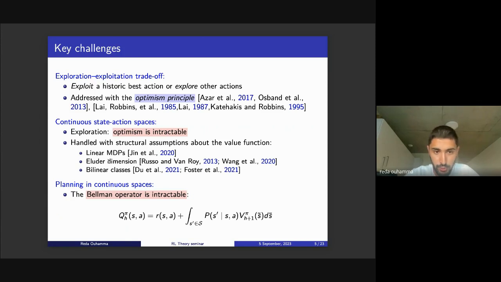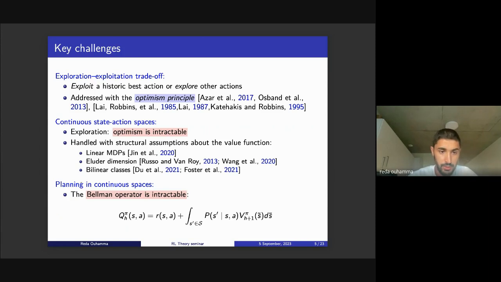There are also other ones like the eluder dimension and bilinear classes and many others that we saw in this seminar before, for example, like the SAIL condition, another type of eluder characterization, and many others.